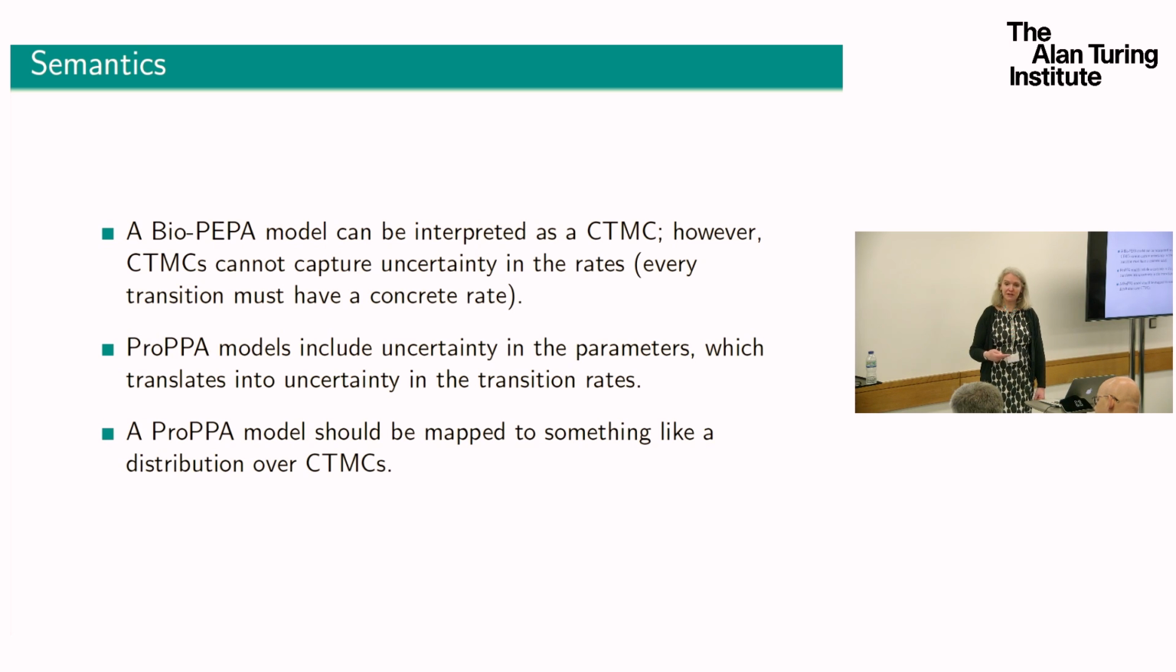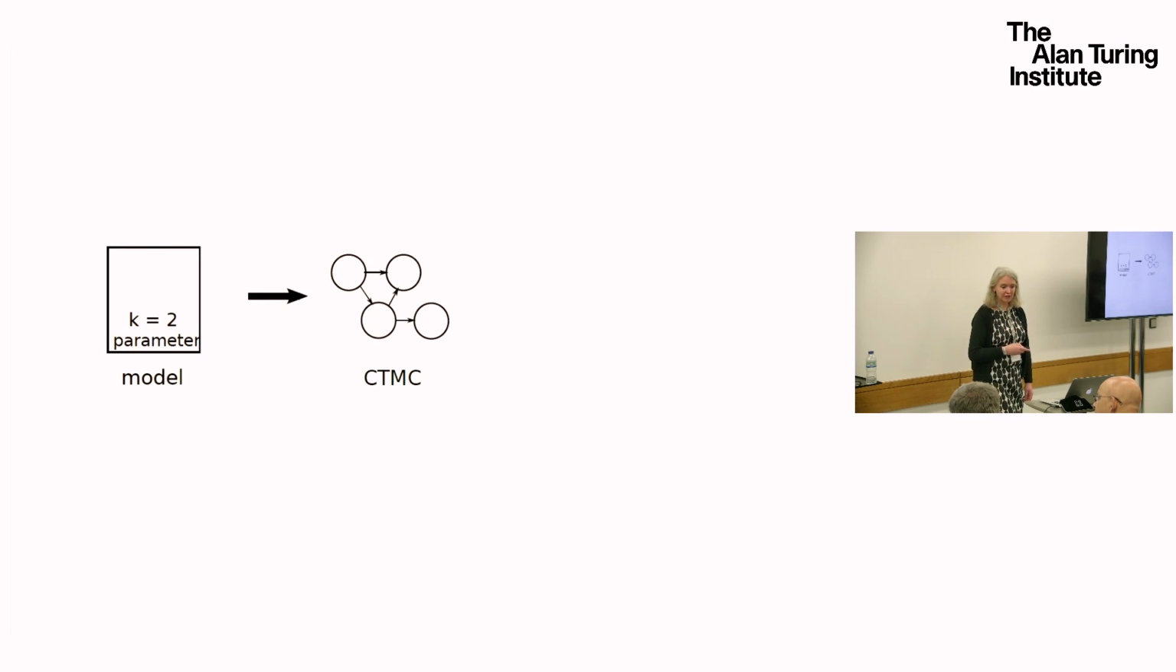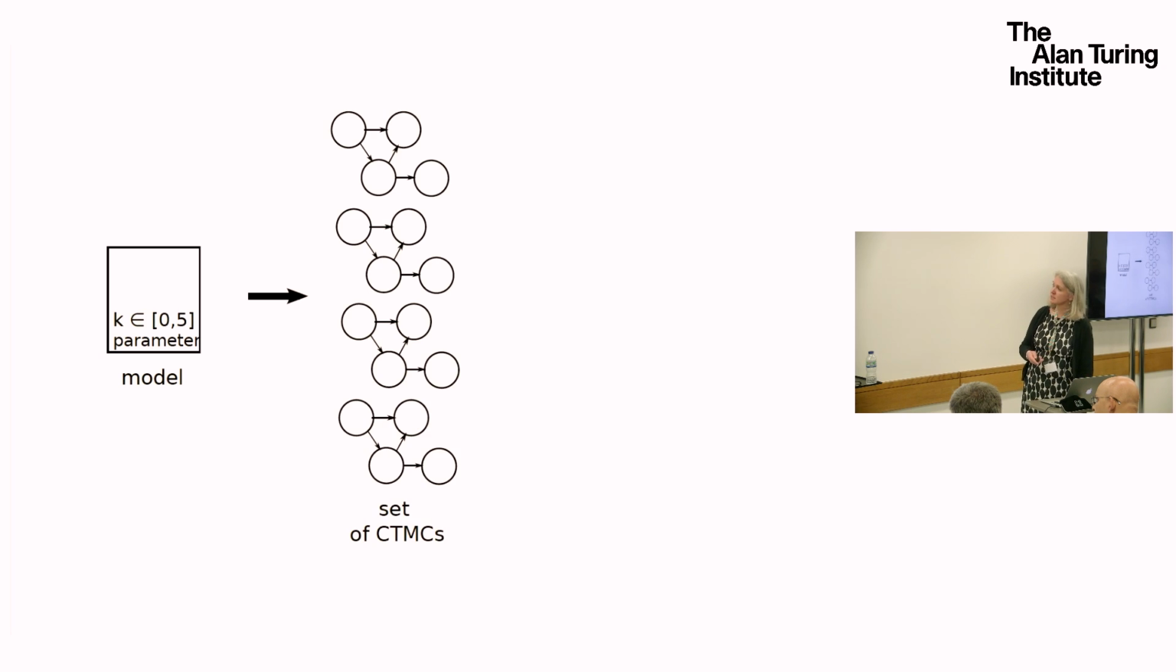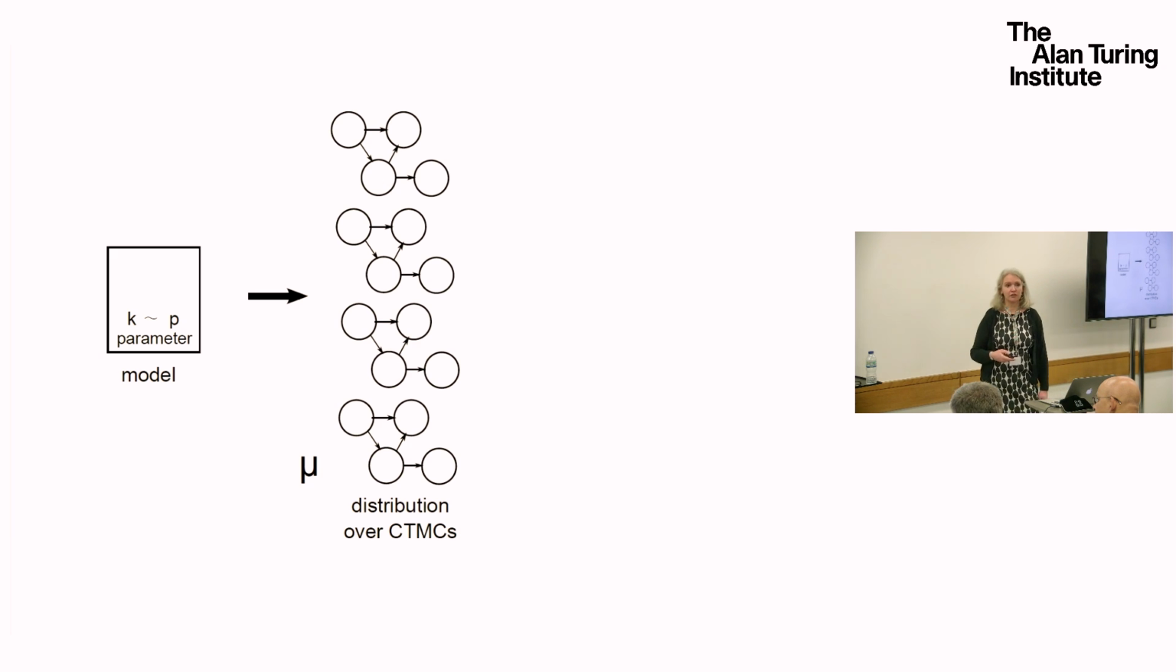So we needed to find some other mathematical structure that gives us something a bit more like a distribution over continuous time Markov chains as the mathematical object of our model instead of a single CTMC. So if we have a concrete value, we would get a single CTMC. With a set of values, we would have a set, and here we will get a distribution over the CTMCs. It's not quite so straightforward because we may have several parameters there with different distributions, but you can see how it works.